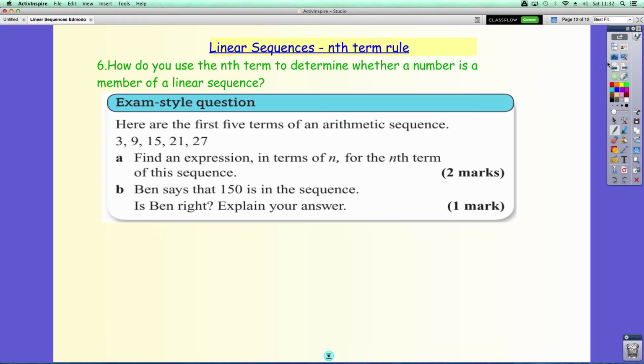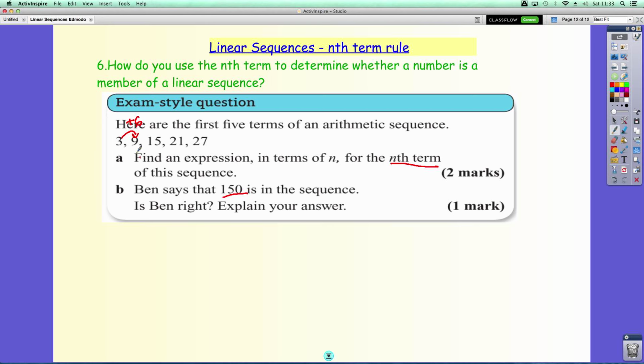Okay, last one. Here are the first 5 terms of an arithmetic sequence: 3, 9, 15, 21, 27. I need to find the nth term, and then I need to check that Ben says that 150 is in the sequence. Is Ben right? I need to check whether Ben is right or not. So first of all, I need to find my nth term. So the difference between the terms is 6.